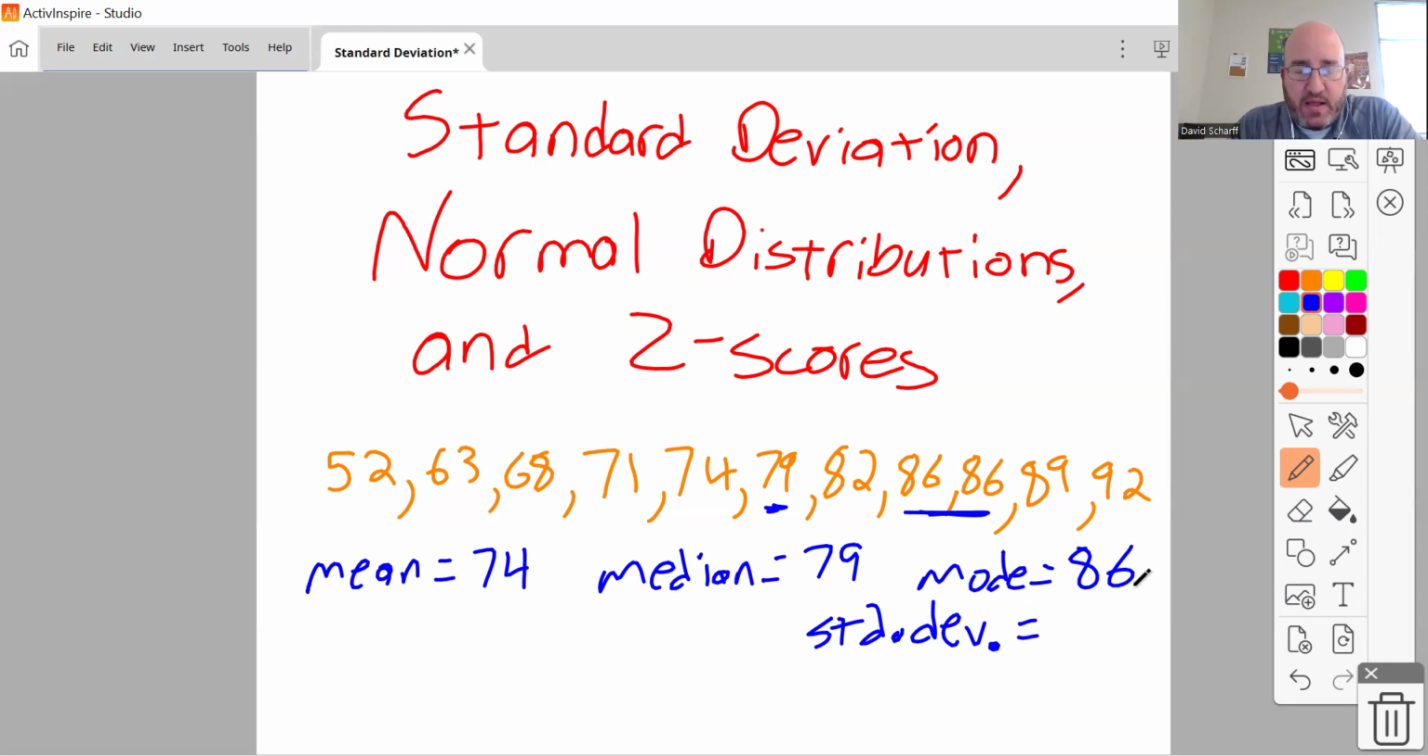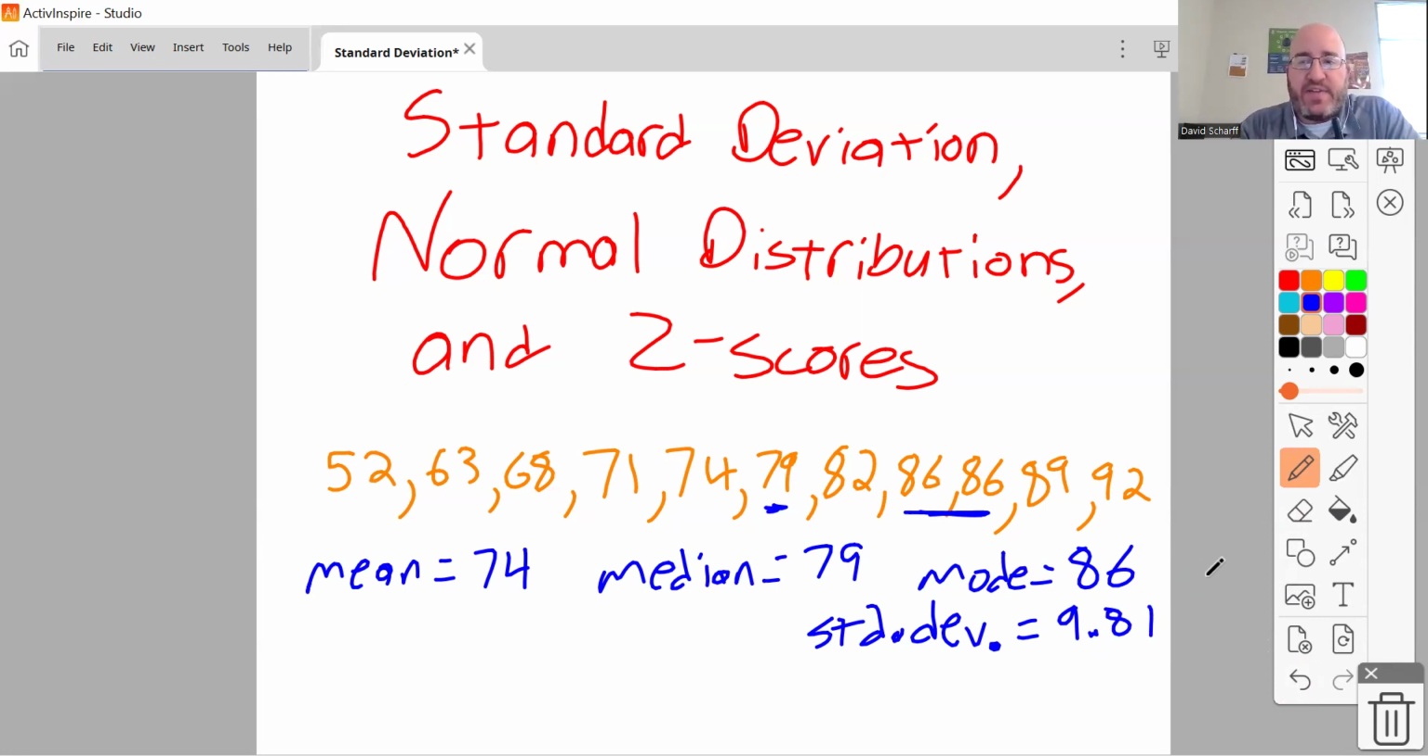108 divided by 11, which is going to be just under 10. 9.727272. Did I do that right? I don't think so. Excuse me, 9.81818. One number off. So that would be the standard deviation.